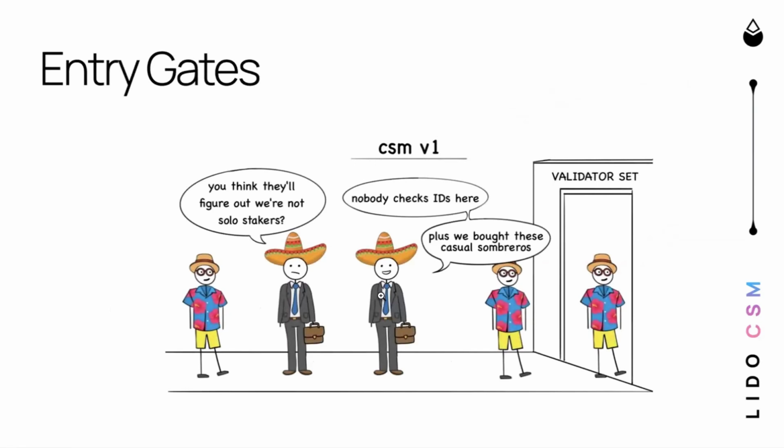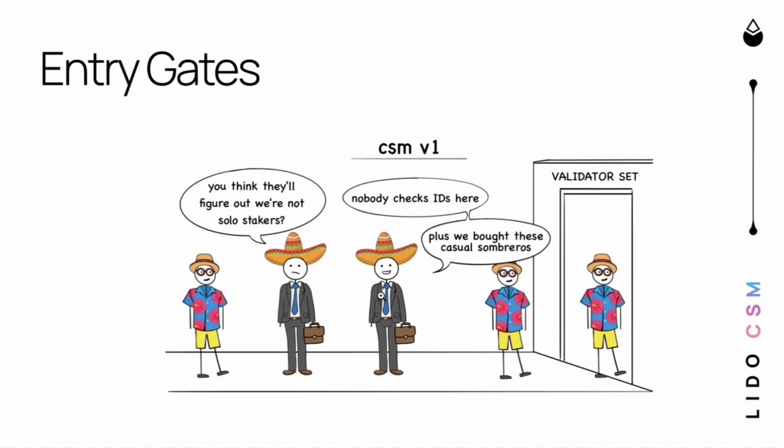So in CSM v1, all the node operators were entering the module, and still are entering the module because we're still at CSM v1, through the same gate, getting exactly the same conditions for all the node operators. And as with any permissionless protocol, it led to some capacity of CSM being occupied by big players, by big node operators, while, as we all remember, the primary goal for CSM is to bring as many independent stakers as possible.